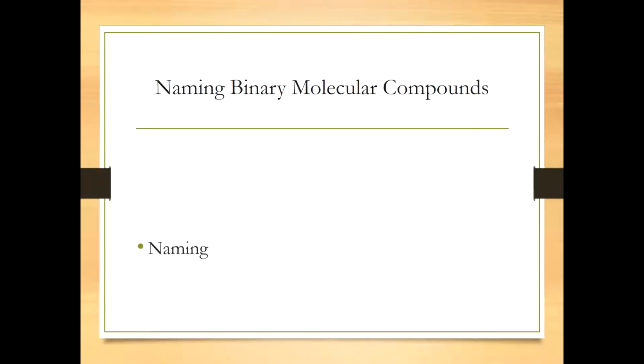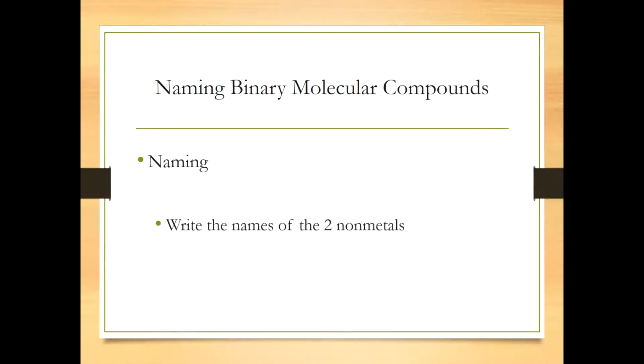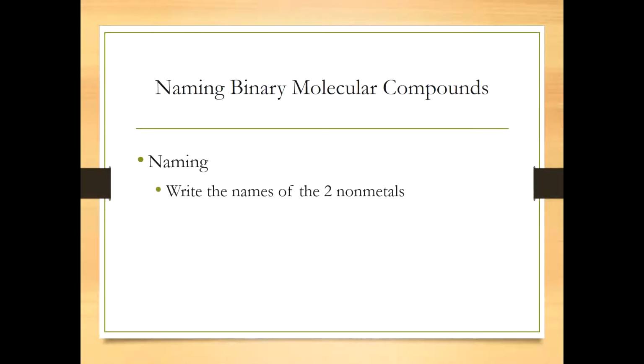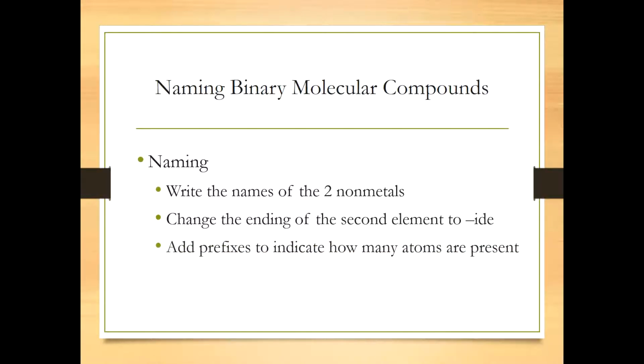So for naming binary molecular compounds, you're going to write the names of the two nonmetals. You're going to change the ending of the second nonmetal to "ide." This is just like you did with binary ionic compounds. And then this is the part that's different, you're going to add prefixes to the beginning of those nonmetals to tell me how many are present.